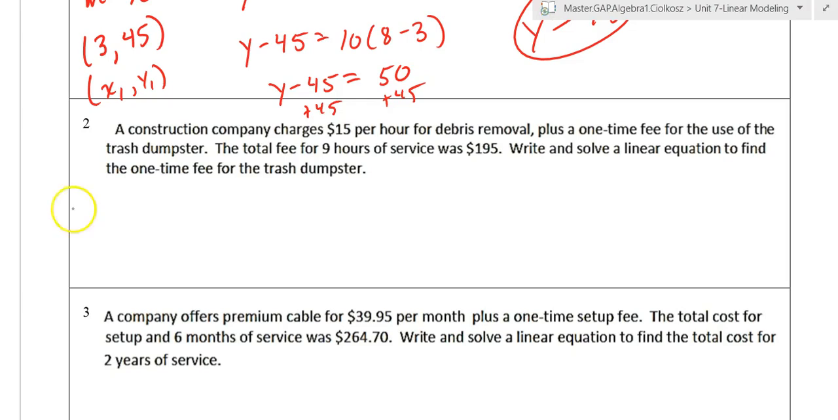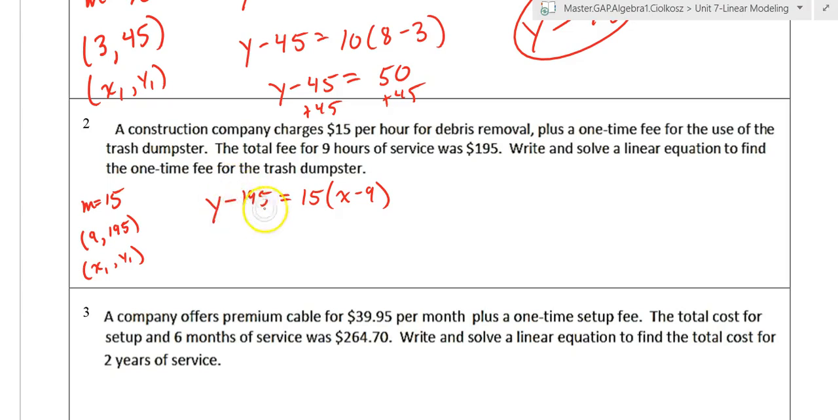So here it's costing us $15 per hour. In my example scenario for 9 hours, it was $195. So our equation... now we're going to figure out a linear equation to find the one-time fee for the trash compactor. So we're trying to figure out what B would be. If we want to find B, that means we need to get into slope-intercept form.